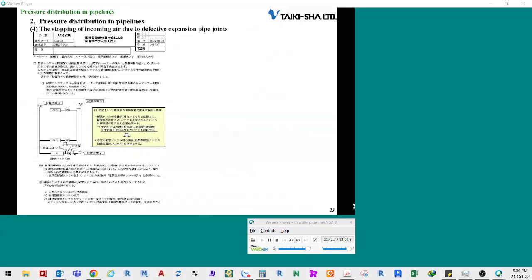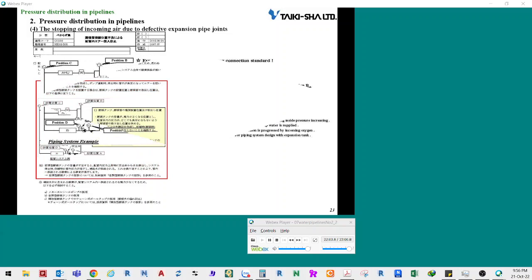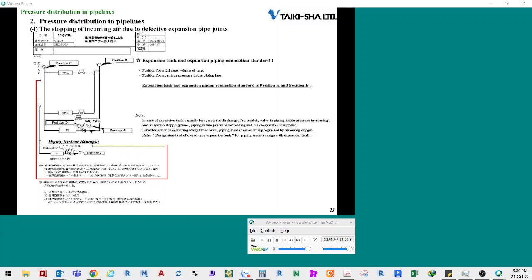The stopping of incoming air due to defective expansion pipe joints. The description of pipelines in engineering data contains the stopping of incoming air due to defective expansion pipe joints. At first, their purposes and a summary is described. As the first item, 1. To be confirmed, the material also instructs you to check whether negative pressure is applied to the pipelines or not, while it describes the standard connection points of expansion tanks and expansion pipelines.